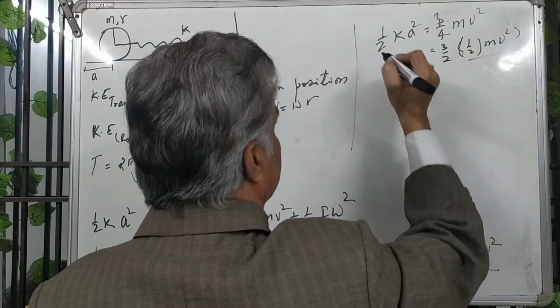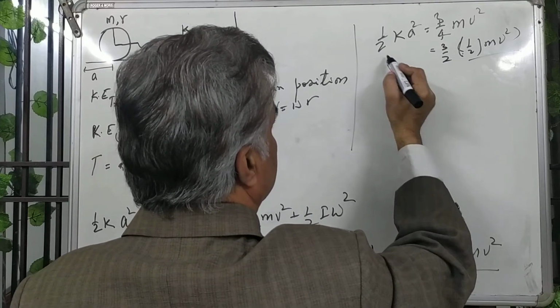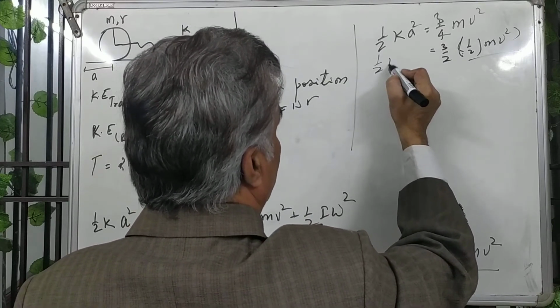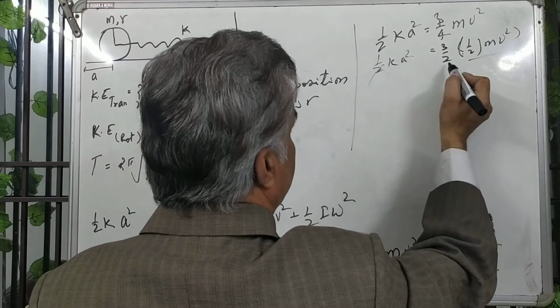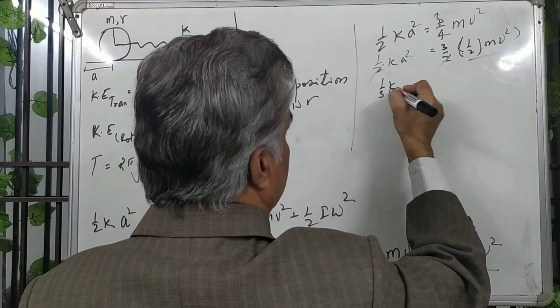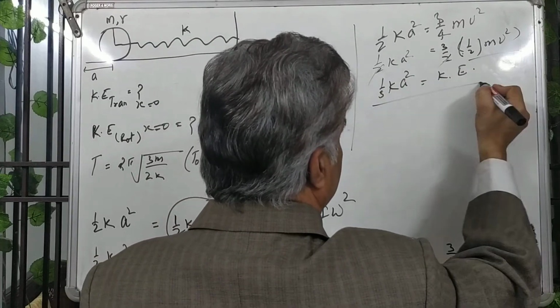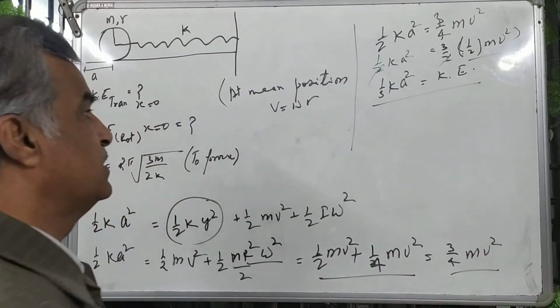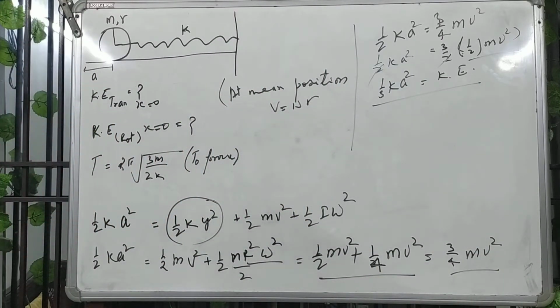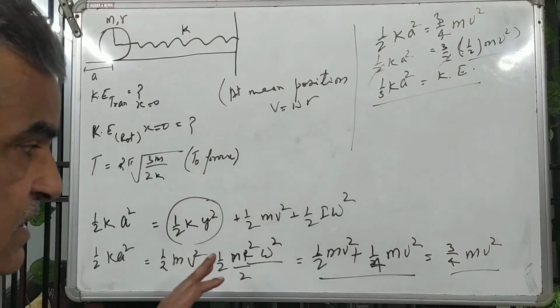3 by 2 will transfer this side, so it is 1 upon 2 kA square. 2 and 2 cancel, 3 will come this side, 1 upon 3 kA square is the kinetic energy. This is kinetic energy. And now find the potential energy at this stage.